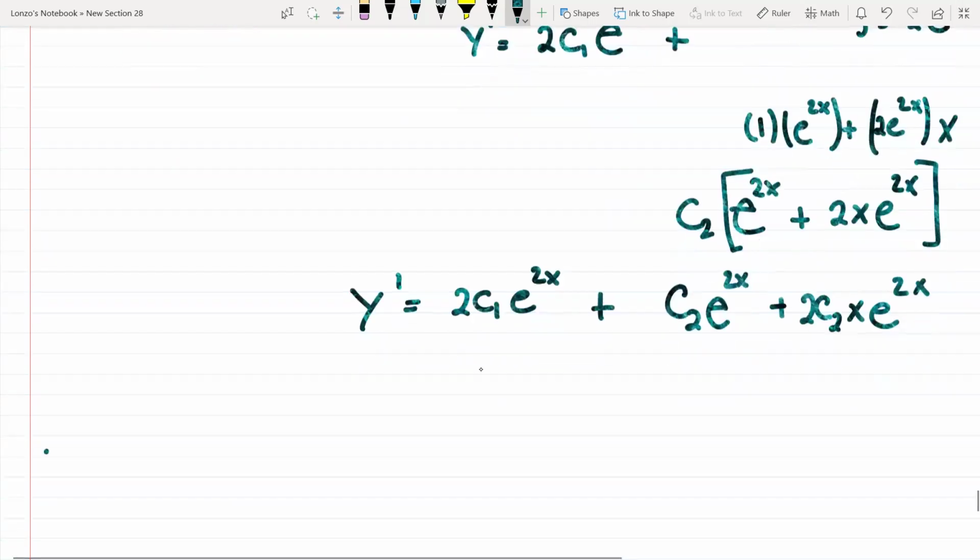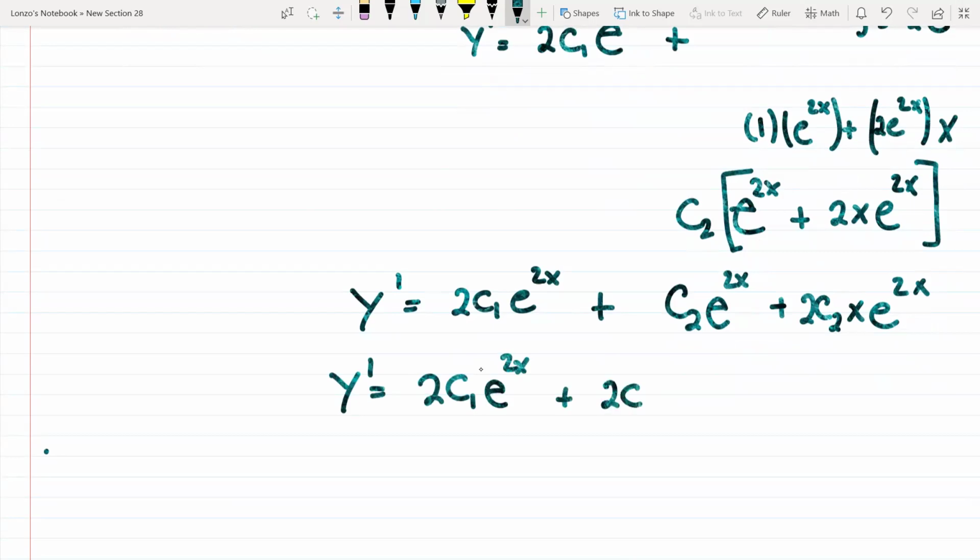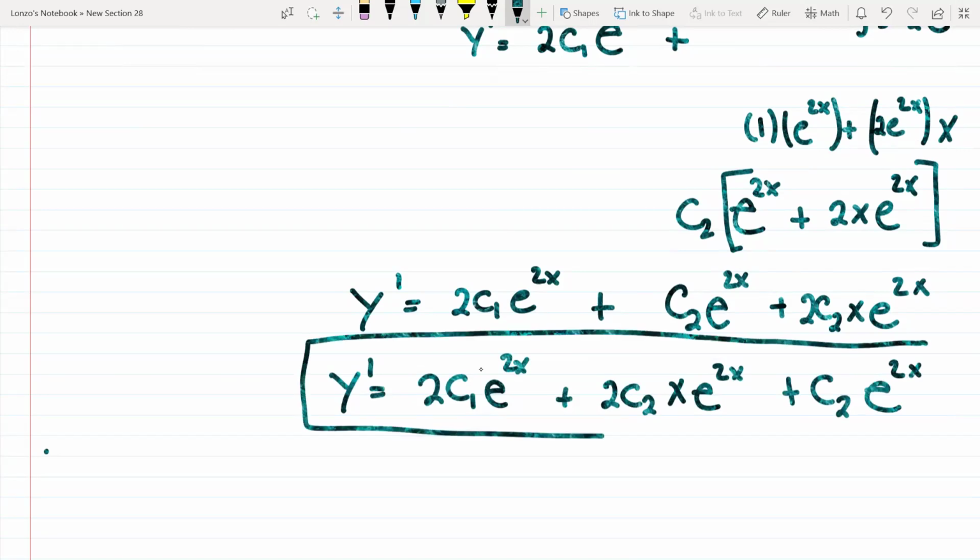I'm going to rearrange it. I'm going to say y prime is 2C1 e to the 2x plus 2C2x e to the 2x plus C2 e to the 2x. So I just rearranged it. You can leave it like this if you want. So this is my y prime. I'm going to box it because I'm going to probably need it.